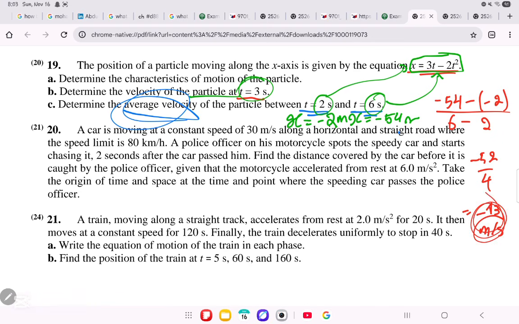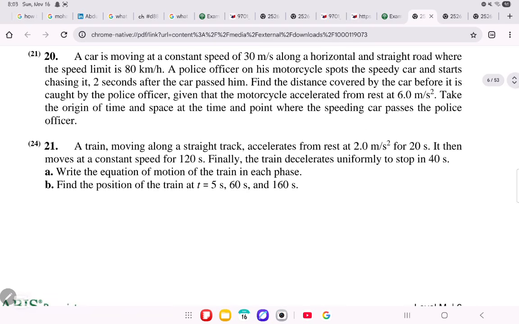Move on to question number 20. A car is moving at a constant speed of 30 meters per second along a horizontal and straight road where the speed limit is 80 kilometers per hour. A police officer on his motorcycle spots the speeding car and starts chasing it 2 seconds after the car passes him. Find the distance covered by the car before it's caught by the police officer, given that the motorcycle accelerated from rest at 6 meters per second squared. Take the origin of time and space at the time and point where the speeding car passes the police officer.